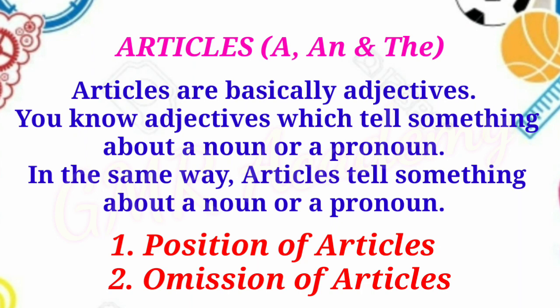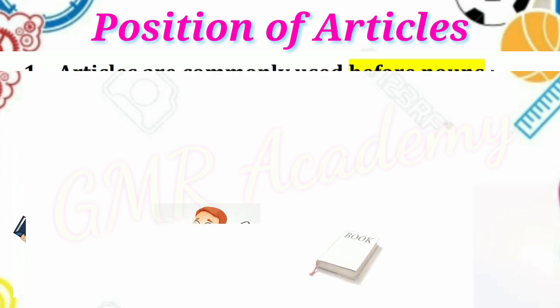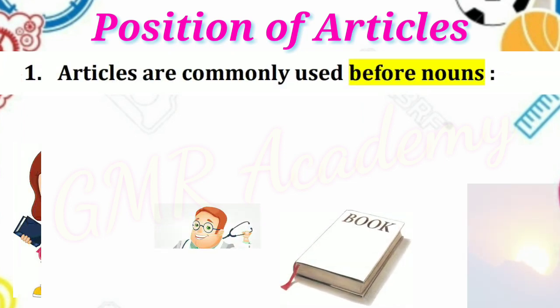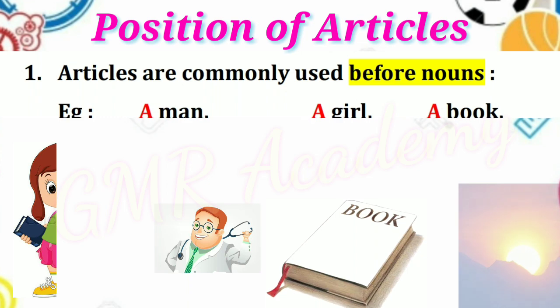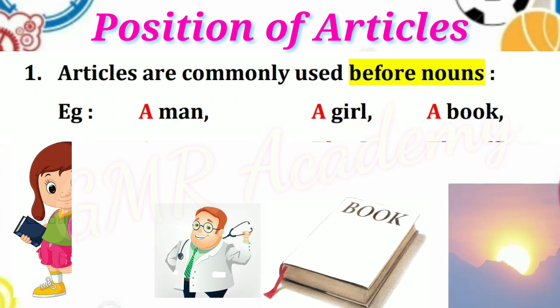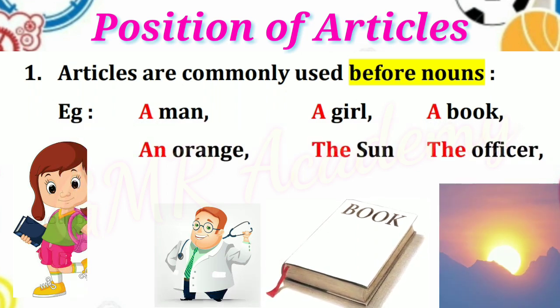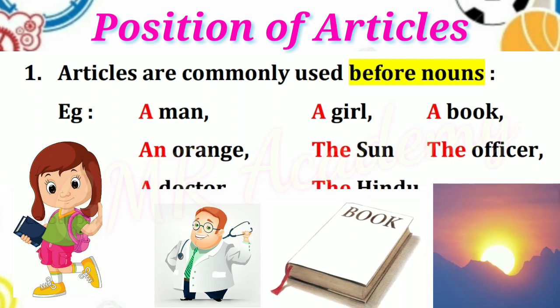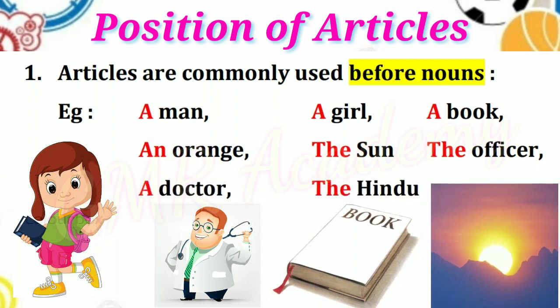Let's define. Articles are commonly used before nouns. Examples: a man, a girl, a book, an orange, the sun, the officer, a doctor, the Hindu. In these examples, articles are followed by nouns. The sun is a noun, and the article is used before it.